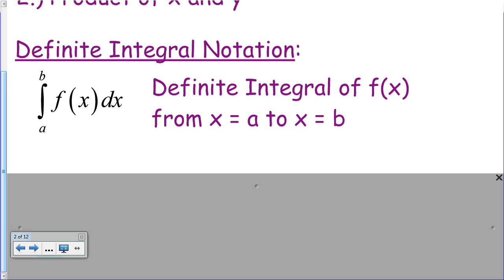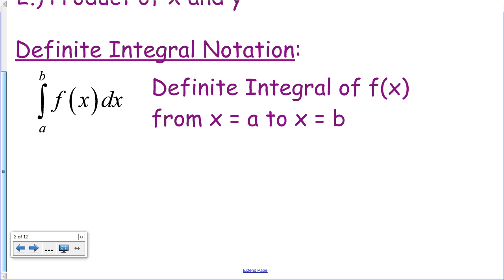Notice we put those as values above and below that integral symbol to indicate the starting and the ending value. The value that you place below the integral sign is the lower bound, and the value that you put above is the upper bound. So we're integrating from A to B. It's the definite integral of f of x from x equals A to x equals B. And that's the notation we'll use. So you can distinguish between definite and indefinite integrals simply by looking for those values above or below the integral sign.